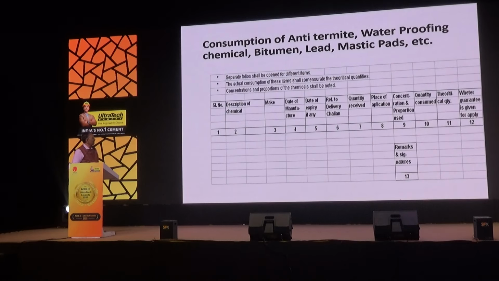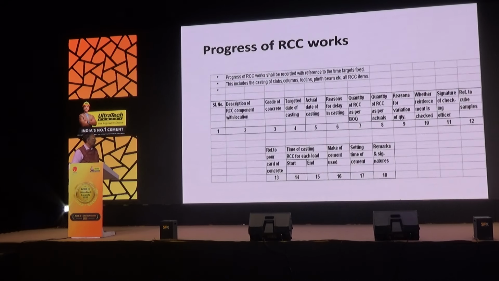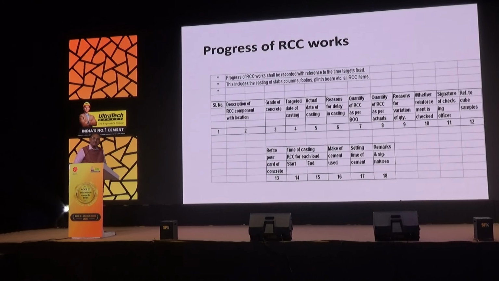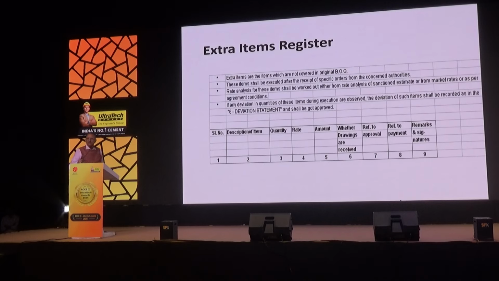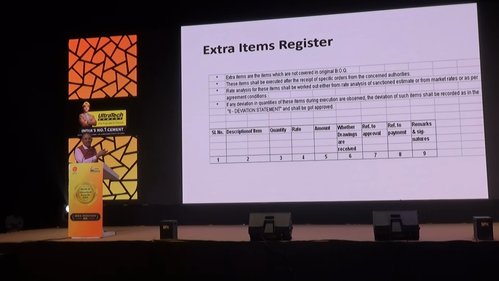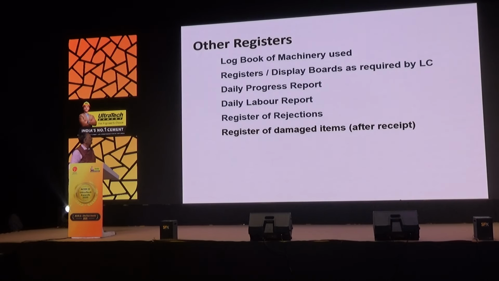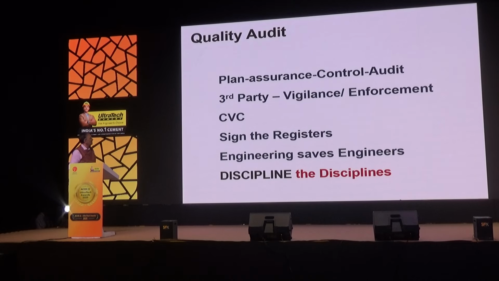I'm not explaining everything, but this is the concrete pour card, with different pour cards at different levels, and method statements for every concrete work. We have also developed these, and it's all available in the SOP book that we have authored, which is available with Kerala and Telangana. Any engineer can get that. We documented all this in it: method statements, test results of the materials and the other registers. And quality audit: plan, assure, control, and audit. So these are the quality steps.